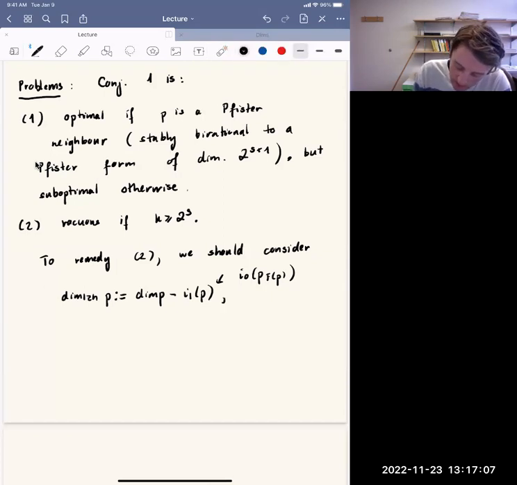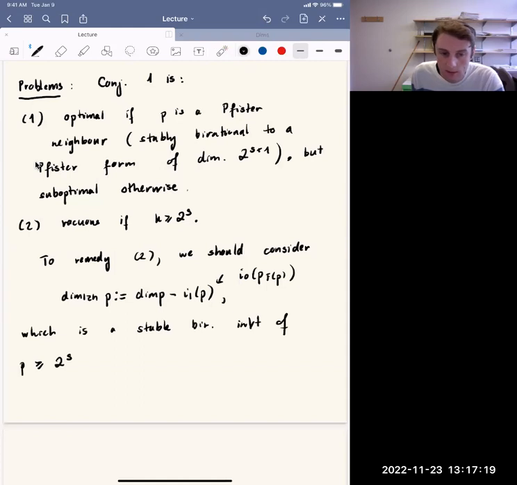And it's known, again, that this is a stable birational invariant of P. And it's greater than or equal to the first stable birational invariant that we had, 2 to the s. Equality holds when P is a Pfister neighbor. But in general, this Izhboldin dimension could be larger than 2 to the s.